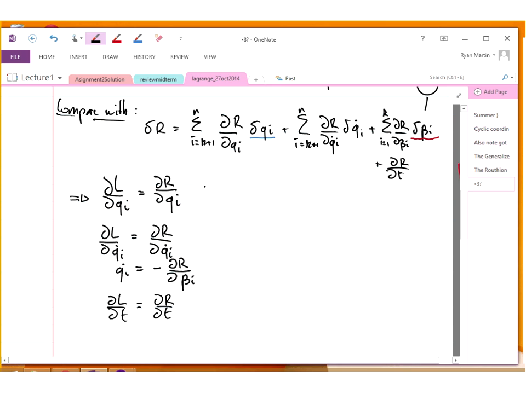So let's make sure we know what the indices are. In the first two equations, the i goes from k plus 1 to n. And in the third equation, i goes from 1 to k.